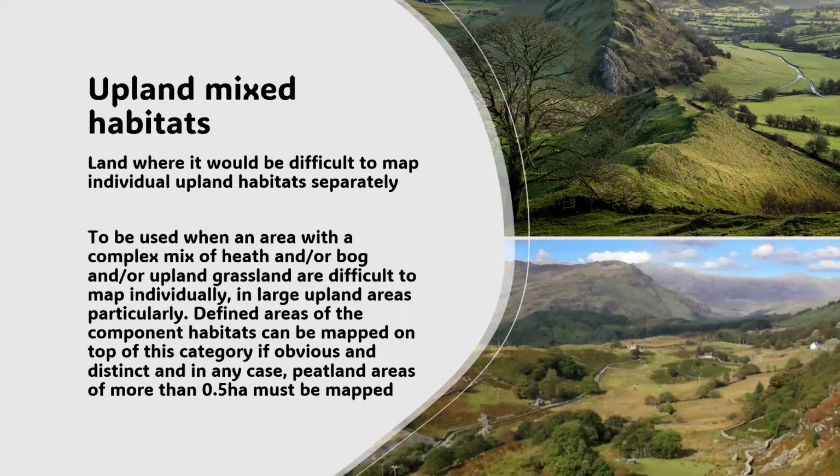So it could include a mix of heath and bog type habitats. It could include upland grasslands, and there is the mention there towards the end of the descriptor that areas of peatland that are more than half a hectare must be mapped. But again, these are areas that you'll know yourself, understanding your farms as you do.